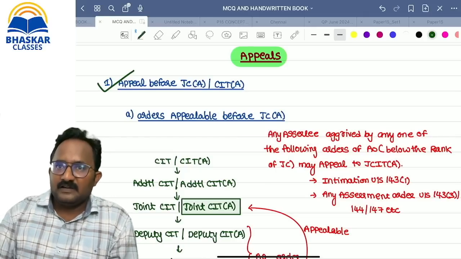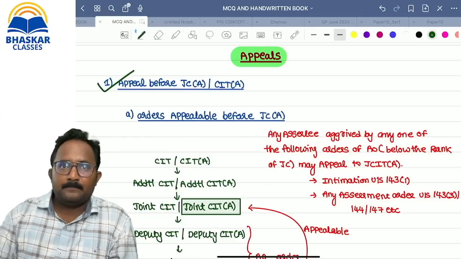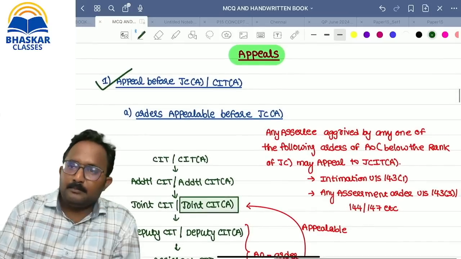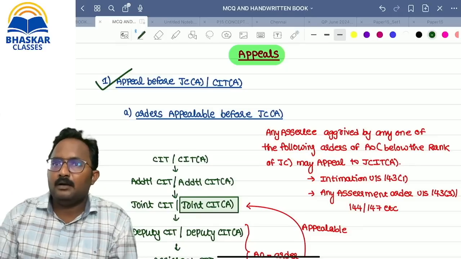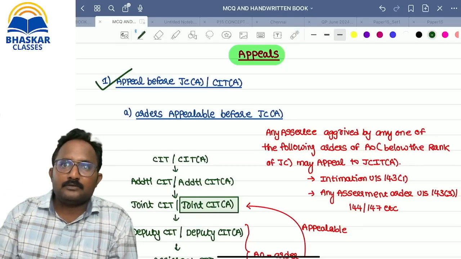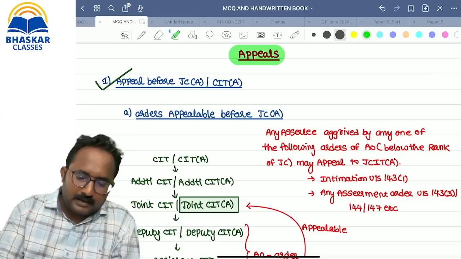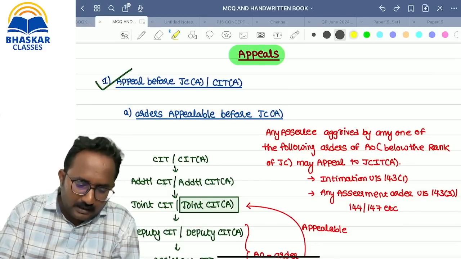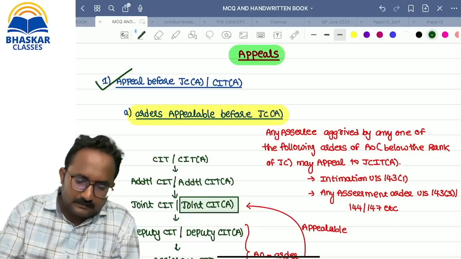Appeal before JCIT Appeals or CIT Appeals. Remember, who can become an applicant before this authority? Always the assessee. Now, what are the orders we can appeal before the JCIT Appeals?